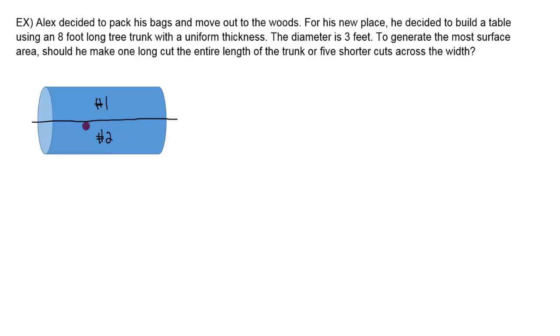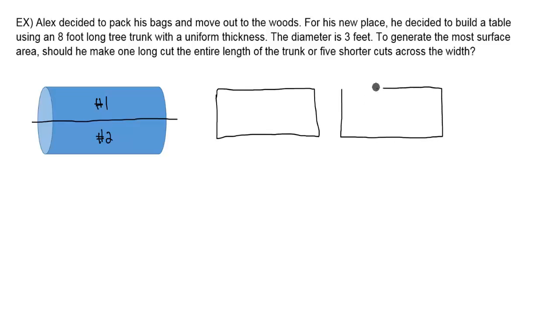But the flat part of both of these pieces will create a rectangle. That's going to be the shape. And since it's a table, and if you're eating on a table, these would be like the surface areas that you'd be eating on. So imagine this is your first rectangle, and then this is going to be your other one for your second half. Okay, these are going to be identical.